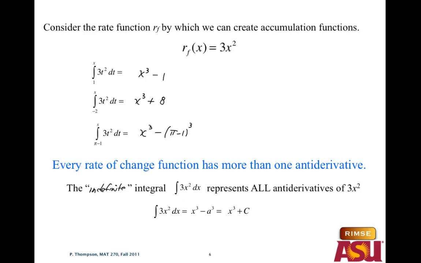And we know that if you take the derivative of x cubed plus any constant, you're always going to get 3x squared. So all indefinite integrals of 3x squared have this form, x cubed plus c. And that plus c is what? That plus c is minus a cubed in this case. Minus a cubed. Subtracting off what? The accumulation at the starting point.